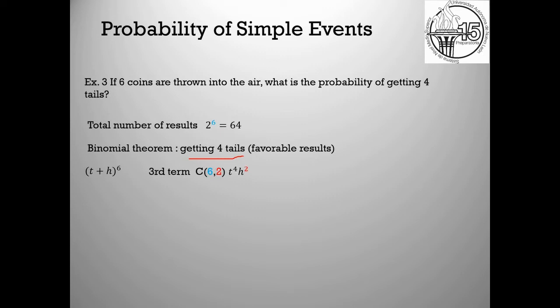If we want to expand this binomial, we will get that on the third term we will have 4 tails. So the combination will be 6 with 2. If we write it as a quotient, the probability of getting 4 tails will be the combination 6 with 2 over 64. That will be 15 over 64. And we have the result as a decimal.